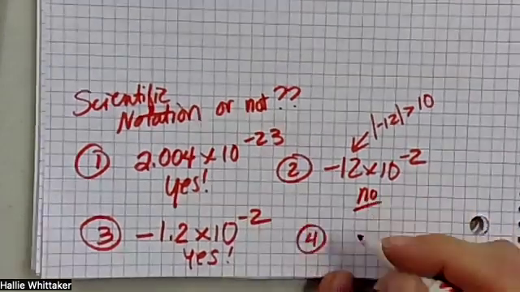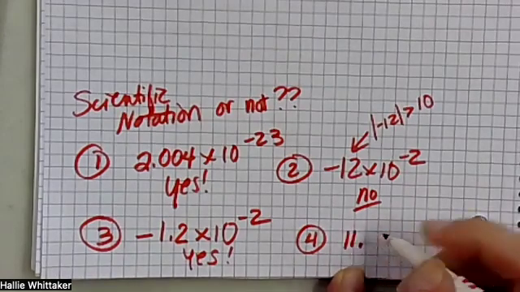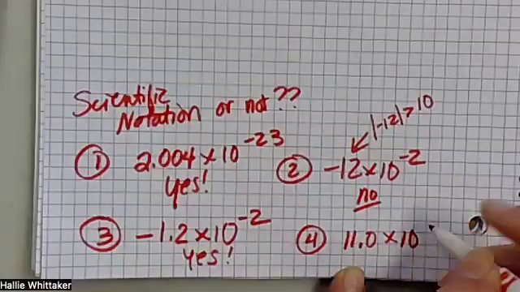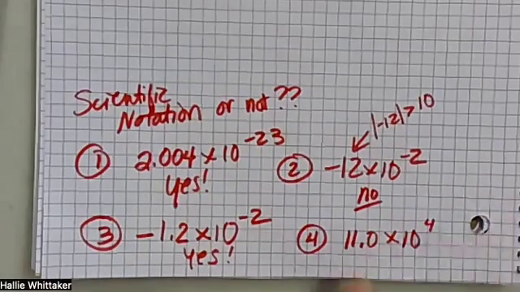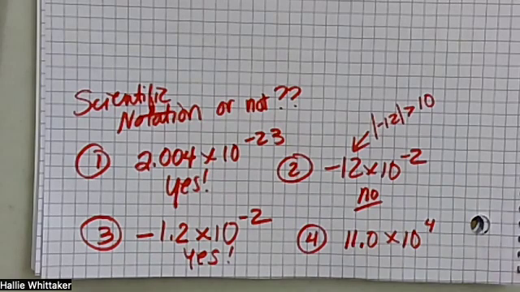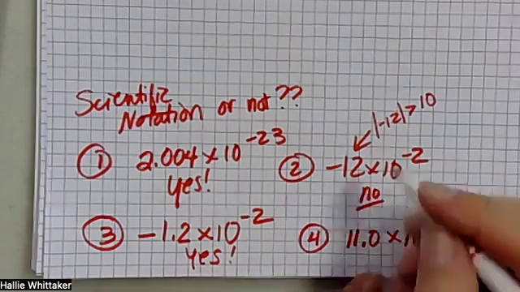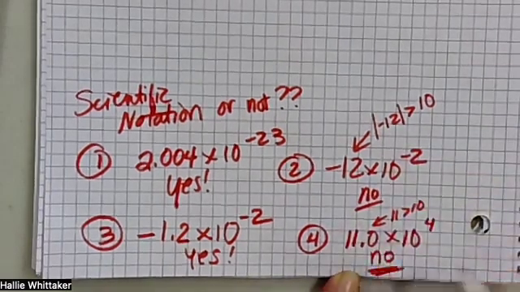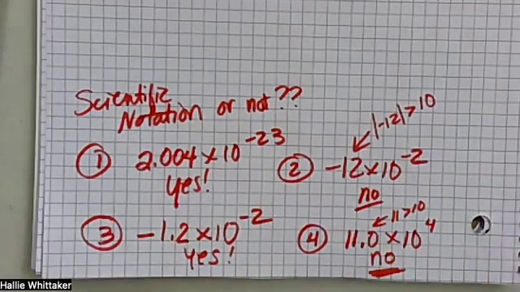Then number 4, what if I gave you 11.0 times 10 to the 4? Scientific notation or not? No. Why not, Travis? Because 11 is bigger than 10. You got it. That's the problem. 11 is greater than 10. That's what knocks it out. So that's a no. Okay. So just kind of making sure you know how to spot what's appropriate and what's not. Y'all good on that, or do I need to explain it a little bit better?